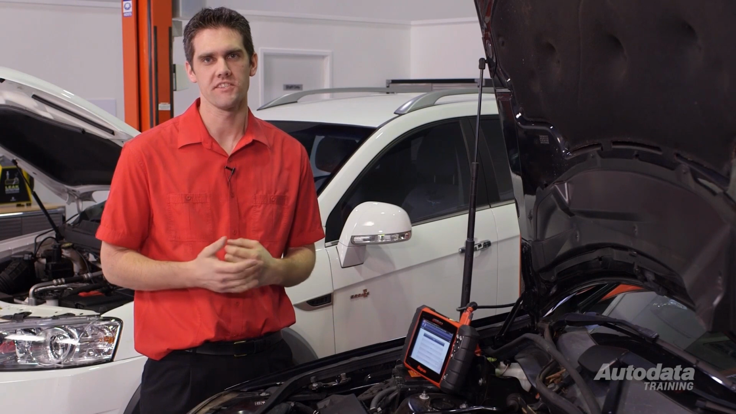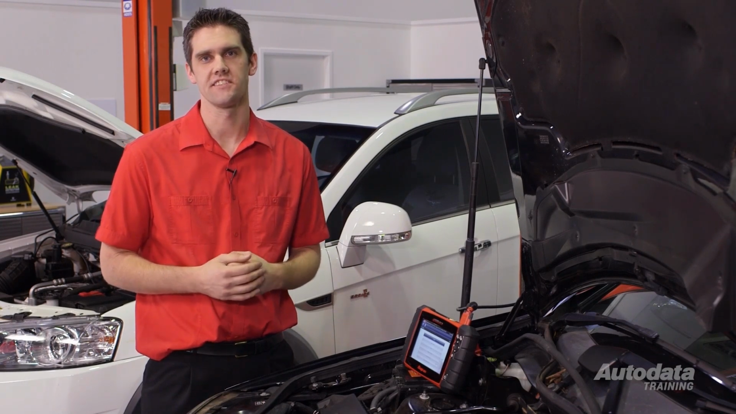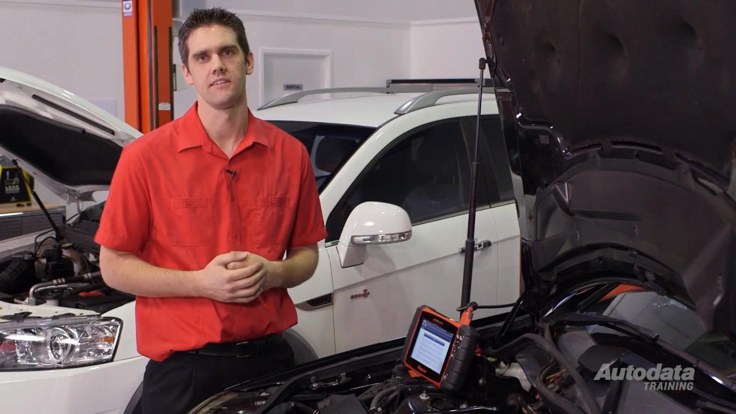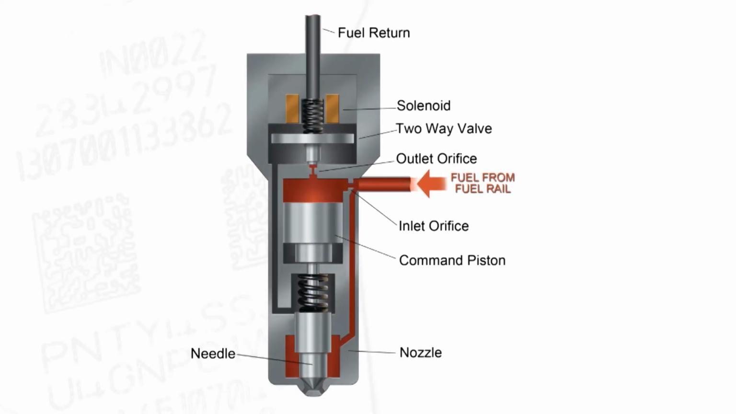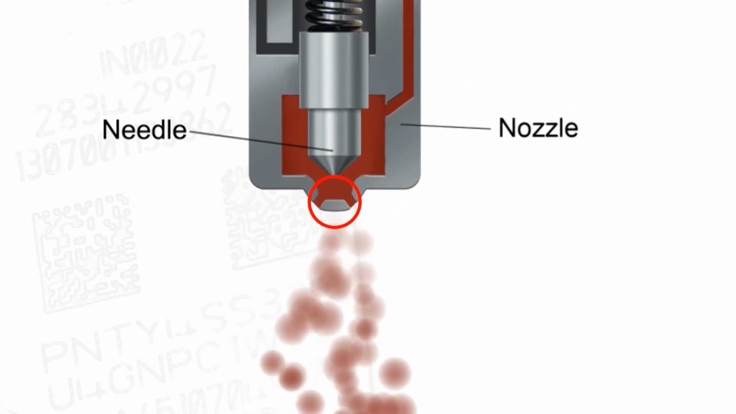Even with today's modern technologies, it is not possible to manufacture injectors that are exactly the same as each other. There'll be minute differences with the injector nozzle openings. These holes can be as small as 50 microns, which is half the size of a human hair.